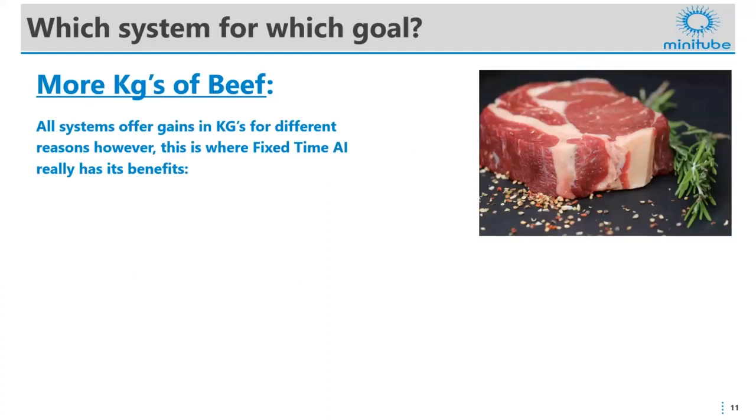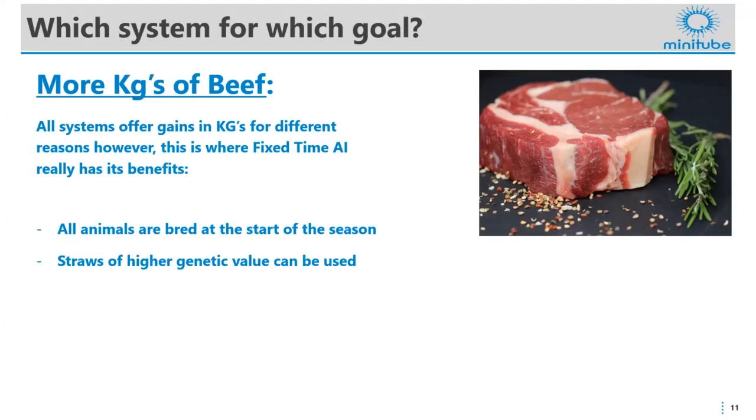When you're looking at breeding more kilos of beef, a few of the different systems can help with that. But one of the main systems where you can really get benefits is fixed time AI. The reason for that is that at the very beginning of the season, all of the animals in the program are bred at the start of the season. You can also use straws of higher genetic value. You can buy straws from overseas. You can bring straws up from down south or out west or wherever to invest in better genetics. And often this is cheaper than buying the bull.